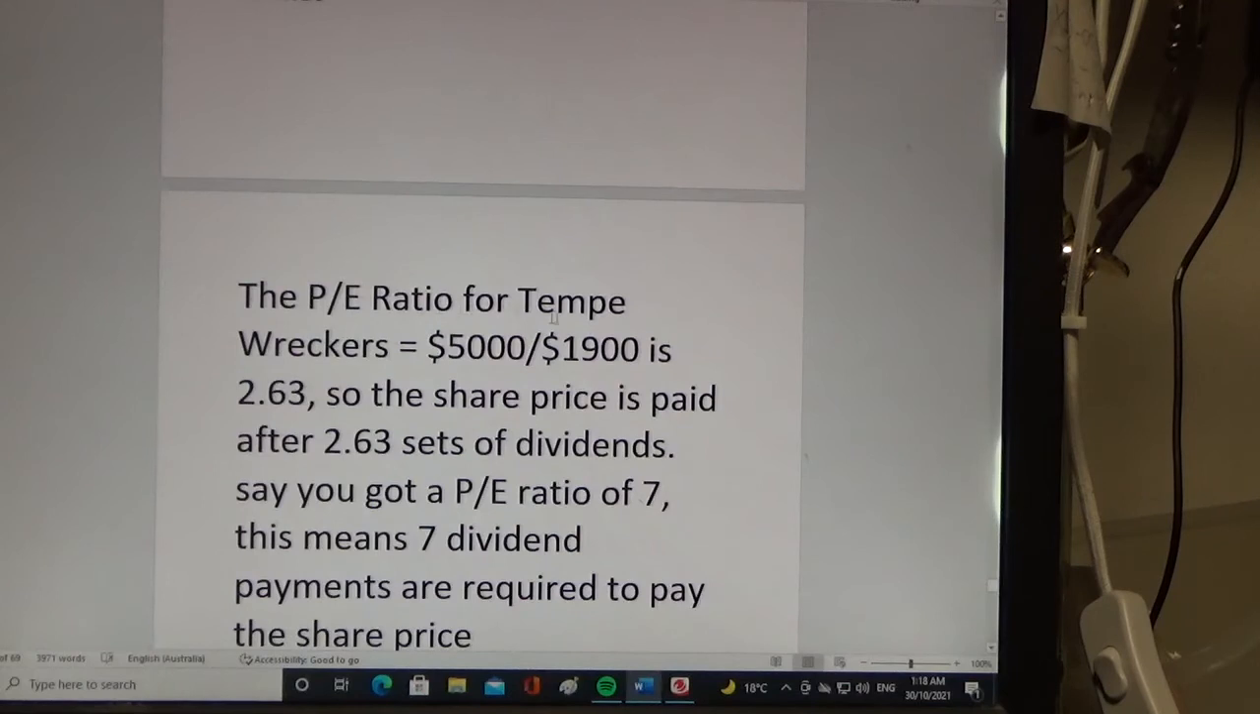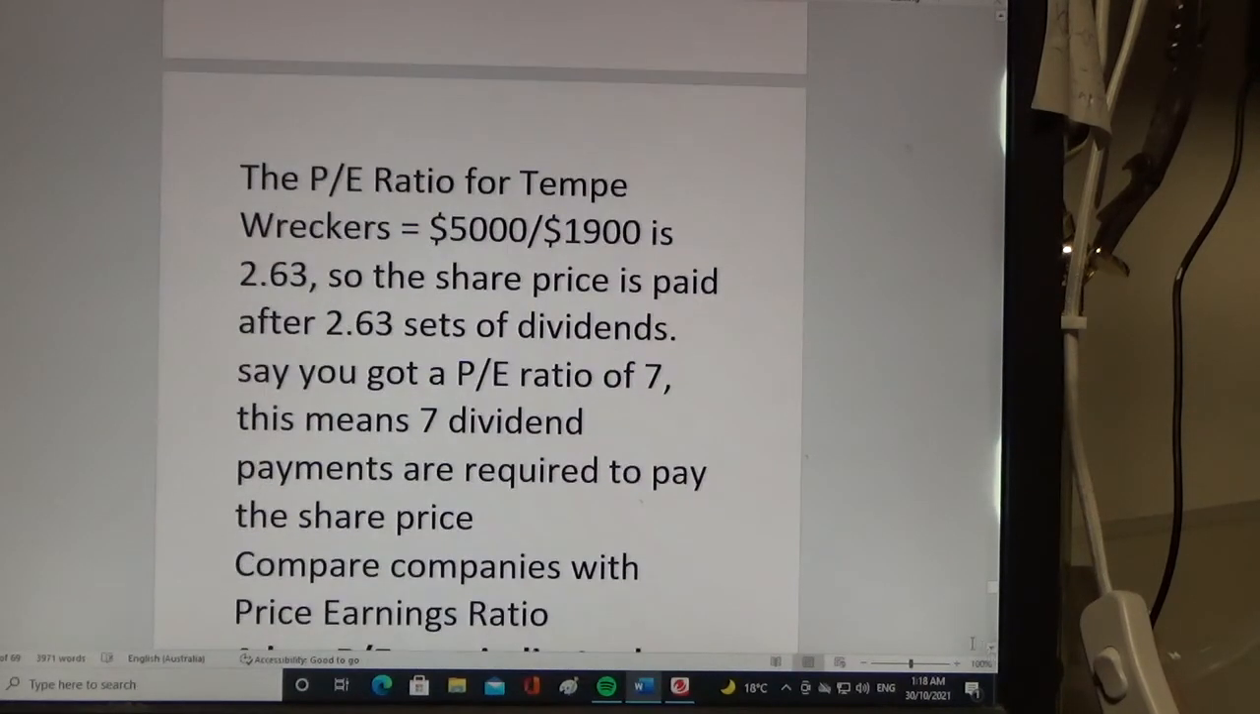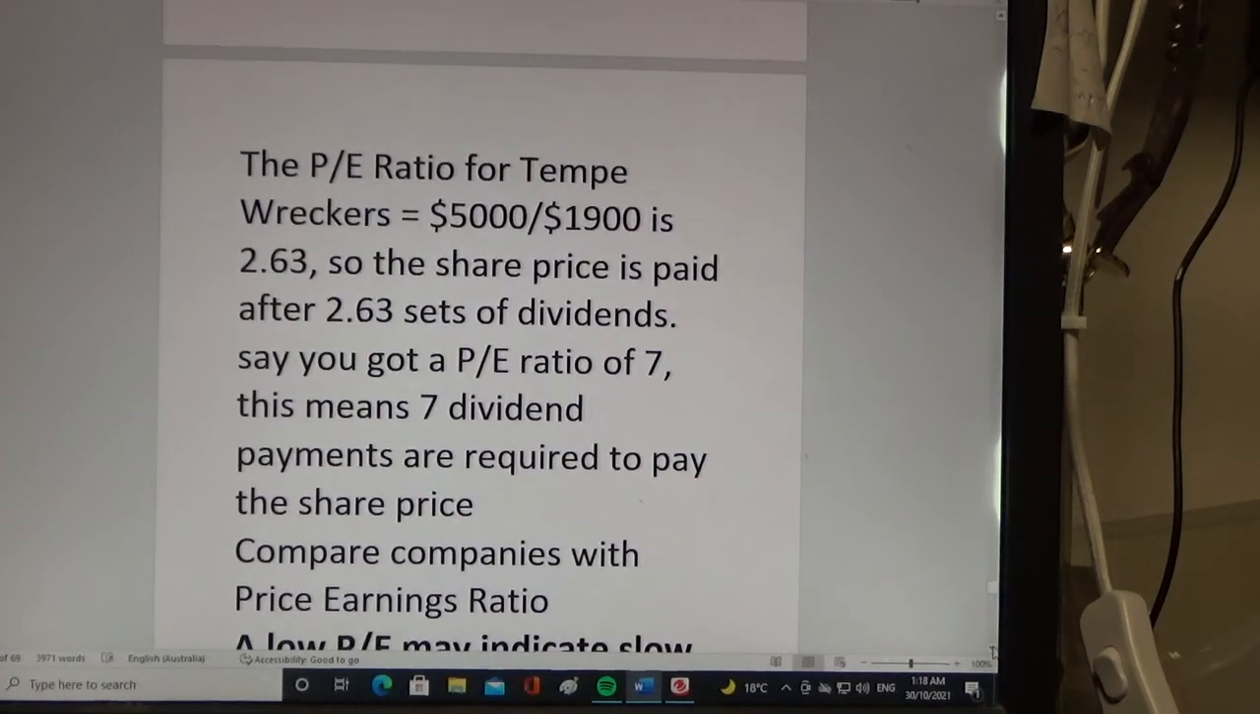The price-earnings ratio for Tempe Reca's is the value of the share, $5,000, divided by $1,900, the dividend each year, which is 2.63. So the share price, $5,000, is paid after 2.63 cycles of dividends, right? Nearly 3 dividend payments gets you the market price. Say you got a PE ratio of 7. This means 7 dividend payments are required to make up the share price. That's what we mean by price earnings ratio.